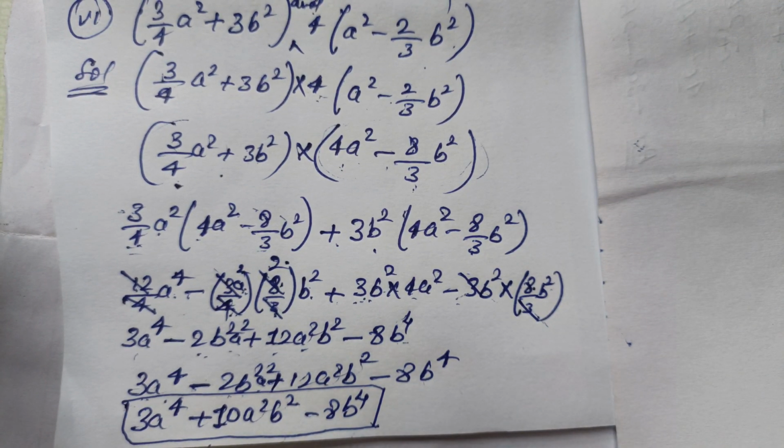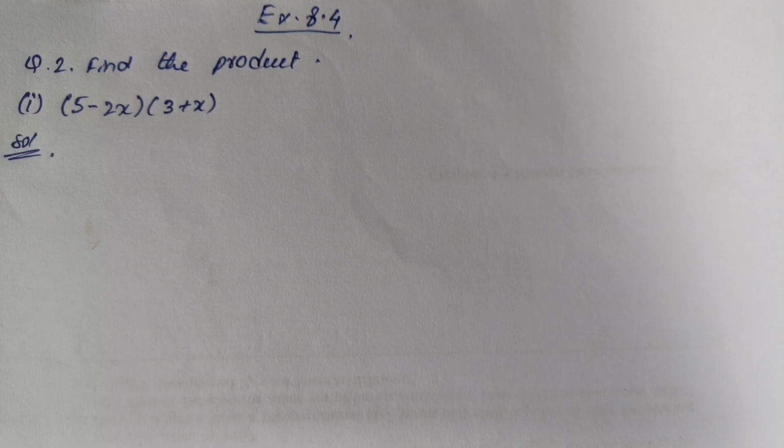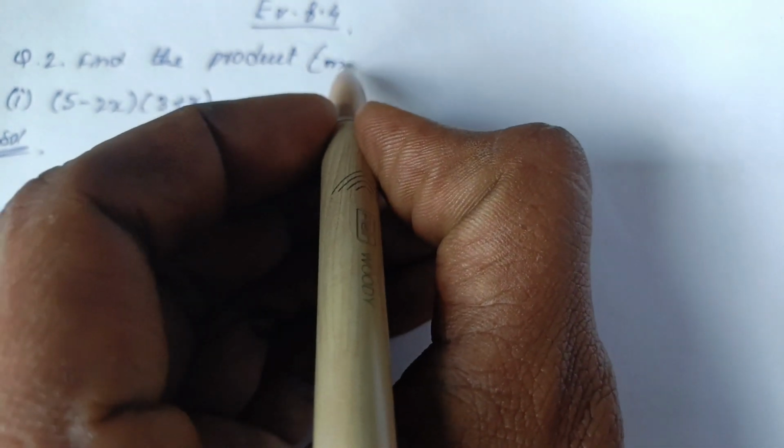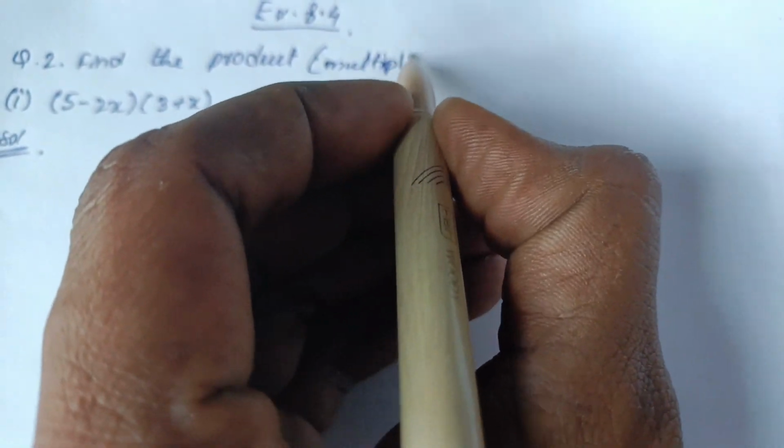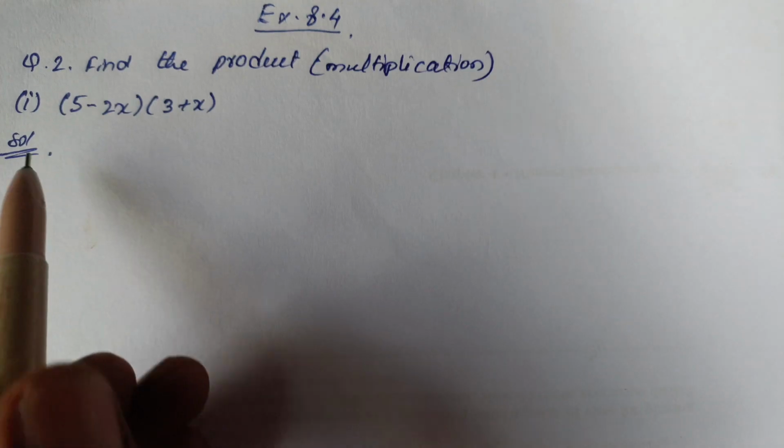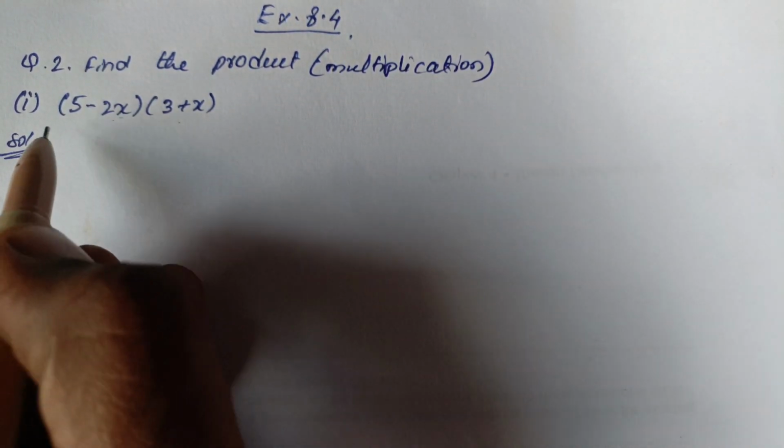So this ends question number 1. We will continue later. Exercise 8.4, question number 2, find the product. So part 1 is given, that is (5 − 2x) into (3 + x). We need to find the product. What do you mean by product? Product means multiplication. We need to find the multiplication of these two given terms, that is binomials.